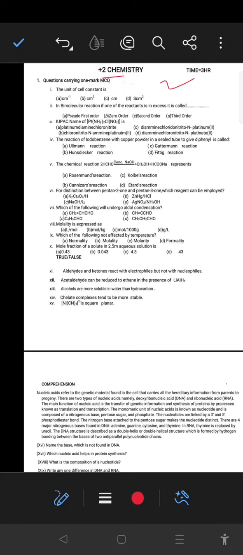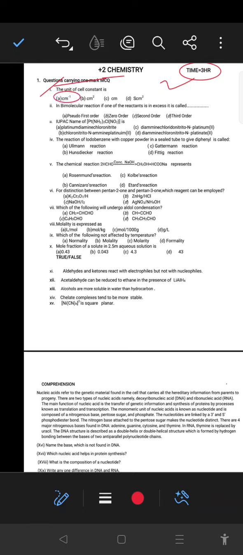So let's start from the first question. The total time will be 3 hours. The first 10 questions will be 1 mark each. So let's start with the first question. Units of cell constant, already we have discussed many times, that is centimeter inverse.